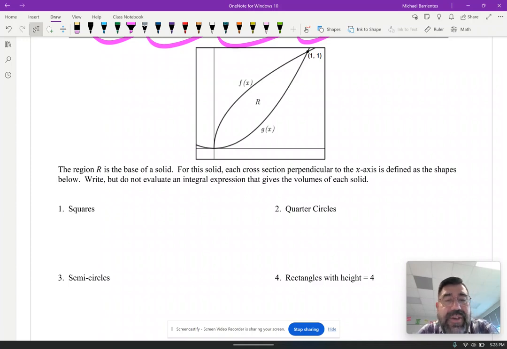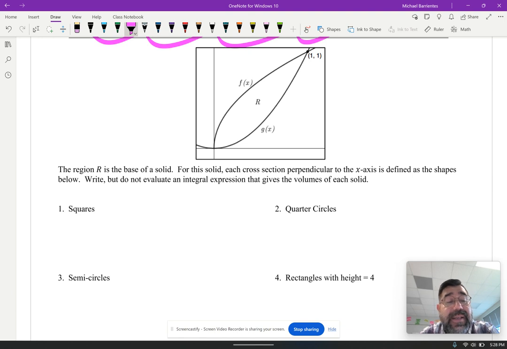And in this last video, we take a look at different cross sections because we've been focusing a lot on squares, right? And so, what happens if my cross section is not a square? We're going to do the same region. This is the region that's trapped between the function f of x and g of x. They intersect at (0, 0) and (1, 1).